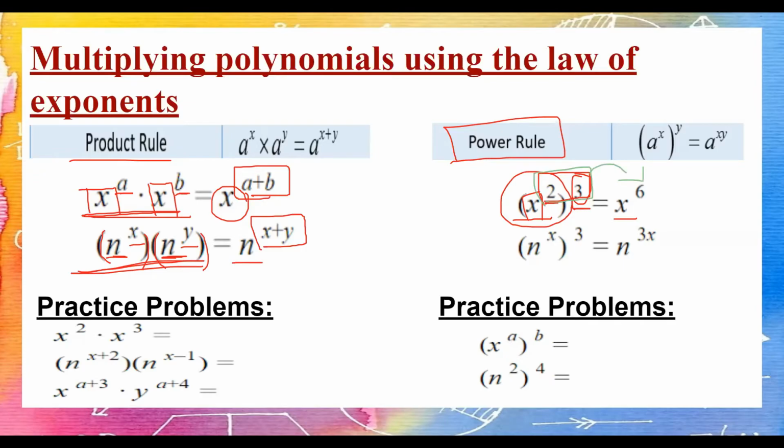It's the same thing here. You keep the base and you multiply the exponents. This time our exponent is not a number, it's a variable. But you multiply the exponents. So x times 3 gives you 3x. You keep the base and multiply the exponents. That is what the power rule states. Any questions?